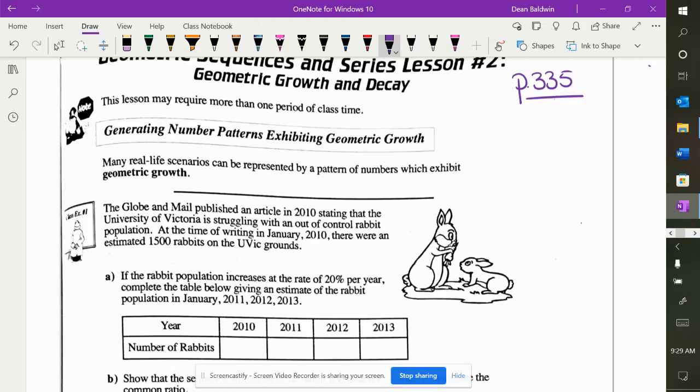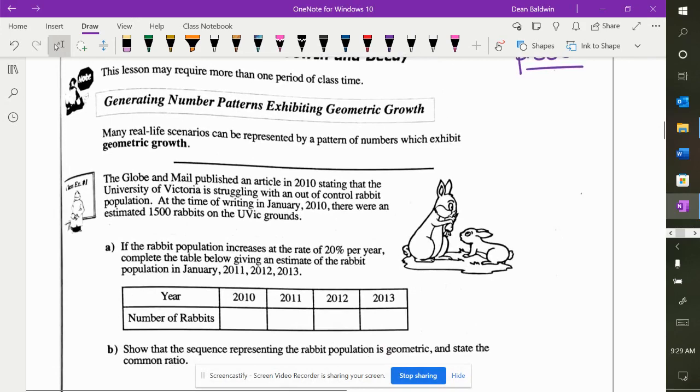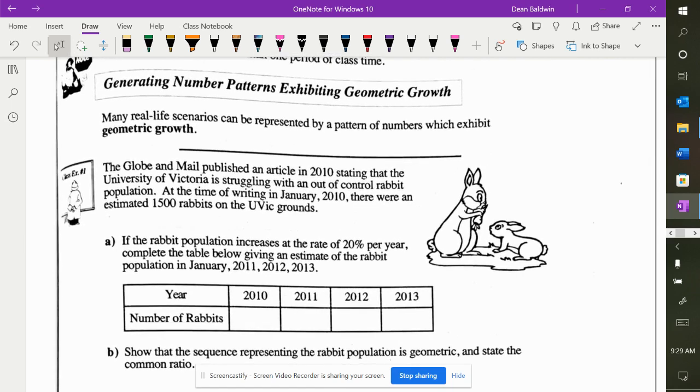Here we go. So, geometric growth and decay. Basically, this whole lesson is all word problems. I know, everybody's excited. Every math question is a word problem, essentially, because they all involve words. What's the difference? We can just skip this unit.